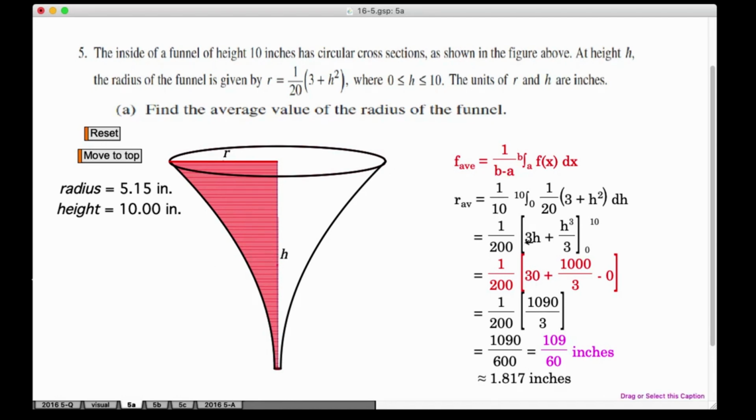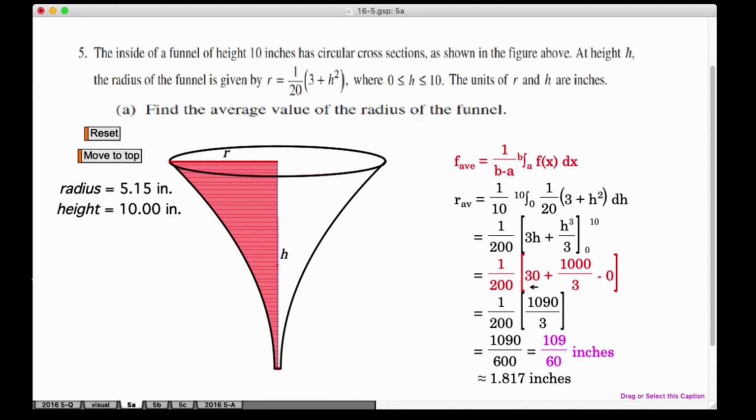We just have to do this integral. This is a constant times a function, so we can take the constant out. So I have 1 over 200, and then I just have to integrate 3 plus h squared dh. The integral of 3 is 3h with respect to h, and the integral of h squared with respect to h is h cubed over 3. You plug in 10 first, so you get 30, and plugging in 10 here you get 1,000 over 3. Then I plug in 0, and I get 0 here and 0 here, so minus 0.